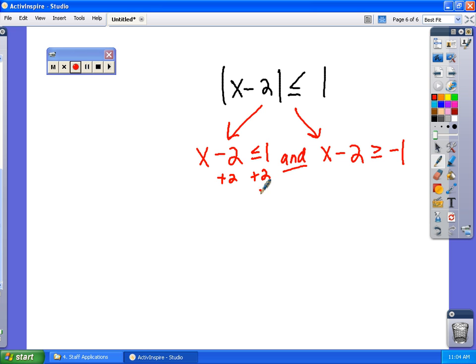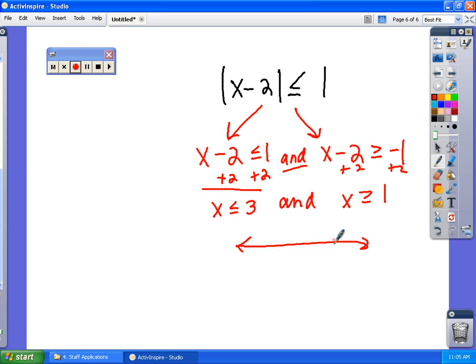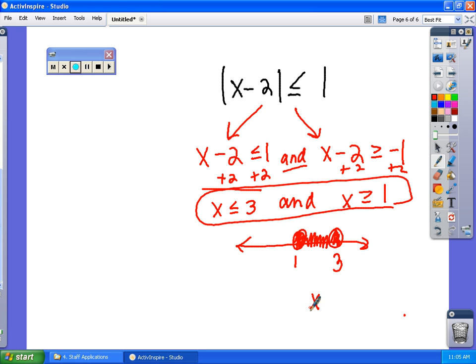Add 2, add 2. x is less than or equal to 3, and add 2, add 2. x is greater than or equal to 1. So if I put that together, what that pretty much means is that x is going to be greater than or equal to 1, all this stuff in between and including 3 and 1. And then I could write this as my answer, or I can say that x is just between 1 and 3.